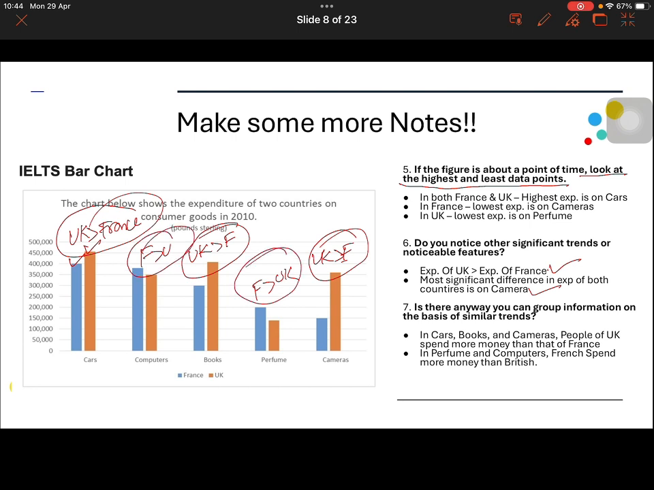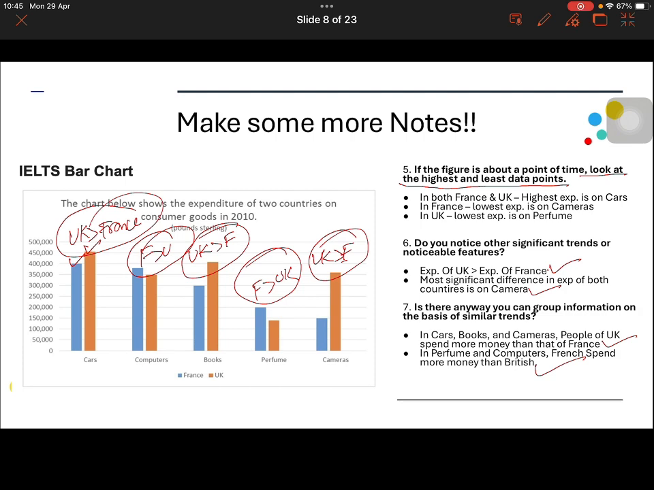So whenever you look at a statistical figure, try to see that is there any kind of trend that I can group together. In this case, we are going to group cars, books and cameras, and then we are going to group computers and perfume. So in cars, books and cameras, people of UK spend more money than that of France, and in perfume and computers, French spend more money than British, right? Now these are all the things that I'm actually doing before I have started to write my essay, right? So whenever you are looking at a figure, this is how you should approach academic task 1, a statistical based question, and this is the kind of approach that we are going to use in other statistical kind of questions as well, no matter if it be a pie chart, a table graph or a line graph, right? Now let us move on.